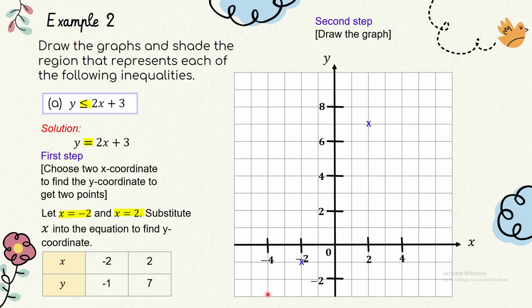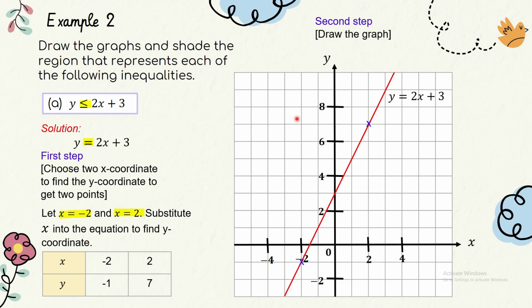First, we need to determine, is it using dashed line or solid line? Okay, from this question, the inequality sign is lower than or equal, so we're using solid line. Okay, like this. Then we label the equation of this straight line. This straight line is y equal to 2x plus 3.